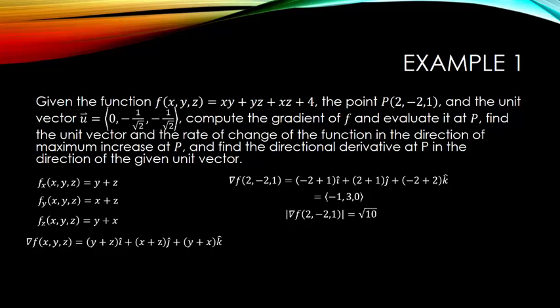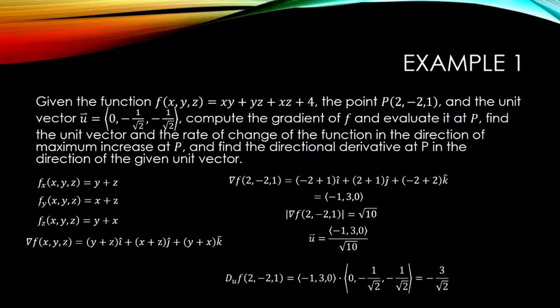I can use this rate of change to compute the unit vector. My unit vector is given by the vector components -1, 3, 0 divided by the square root of 10. This gives me a directional derivative of f at (2, -2, 1), which is equal to the vector with components -1, 3, 0, dotted with the vector that has components 0, -1 over the square root of 2, and -1 over the square root of 2. This dot product gives me a value of -3 over the square root of 2.